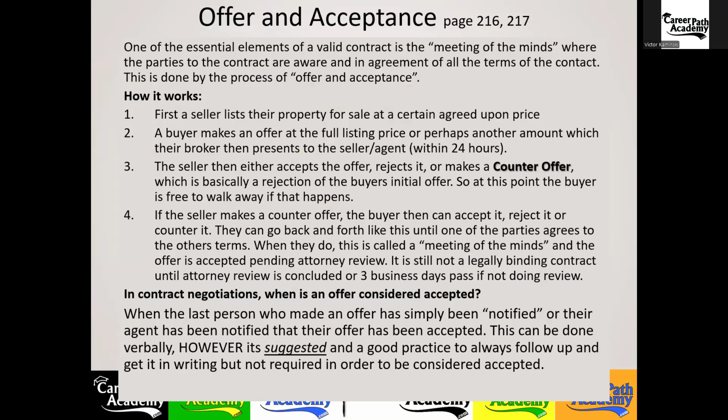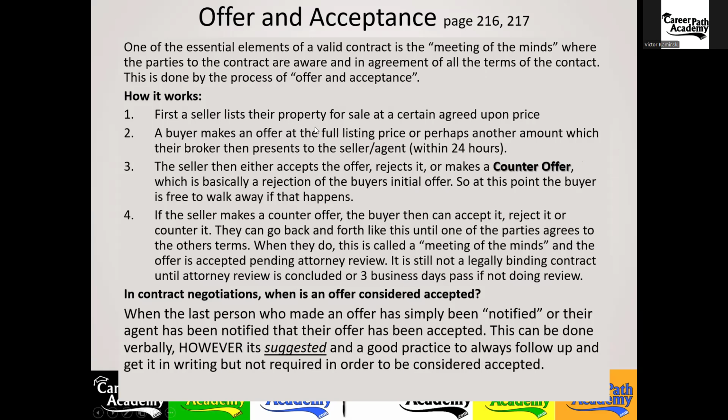So here's my breakdown of how the offer and acceptance process works instead of just reading it from the book. I like my breakdown a little bit better here. My explanation is a little bit better. So here's the deal. One of the essential elements of a valid contract is a meeting of the minds, where the parties to the contract are aware and in agreement of all the terms of the contract. And this is done through the process of offer and acceptance.